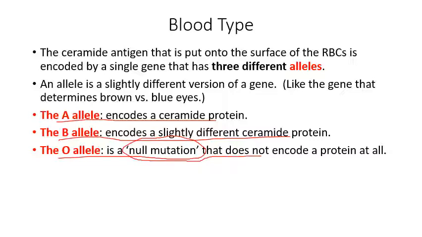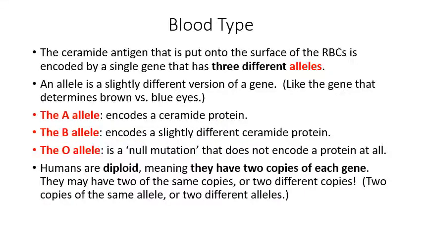Right? So we have two alleles that are slightly different that produce a slightly different ceramide protein, and we have a third version of that gene that's basically a nothing mutation that doesn't produce any protein at all. Right? That's the O allele. Humans, of course, are diploid, meaning we can have a maximum of two different alleles for every gene. So we have two copies of each gene.